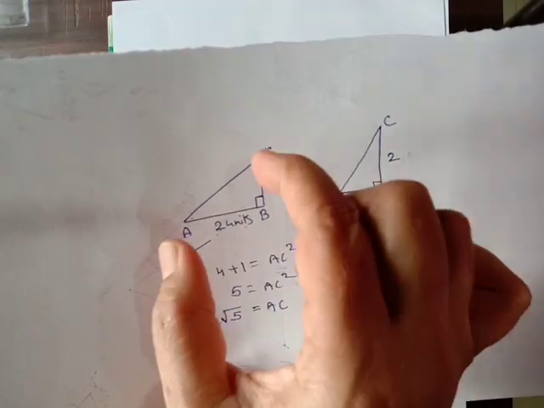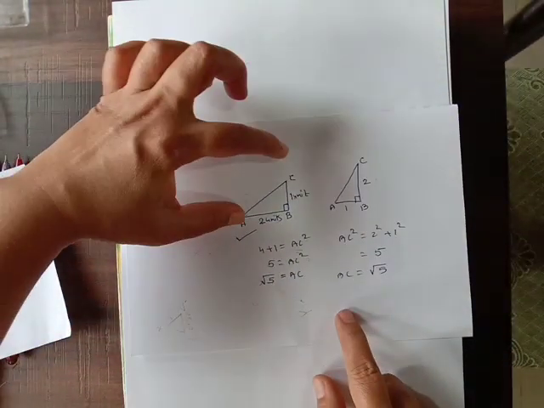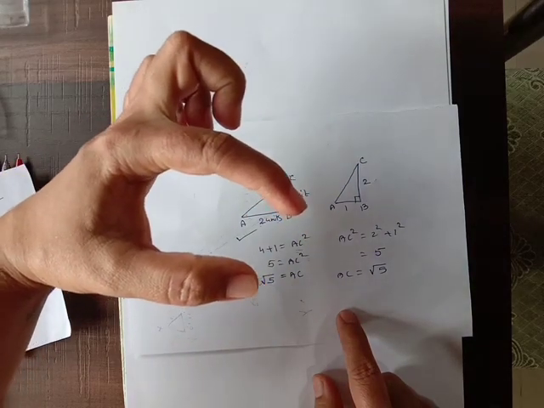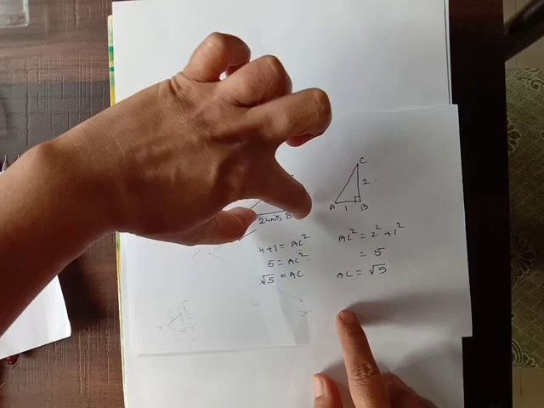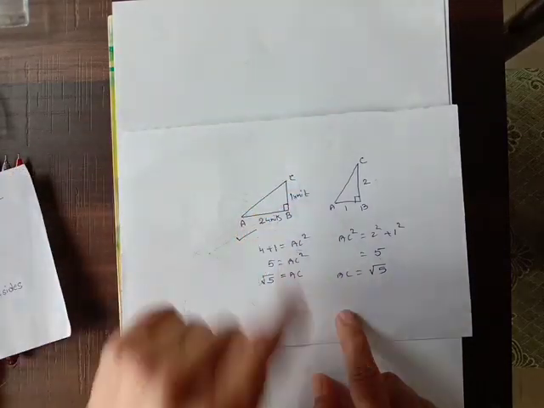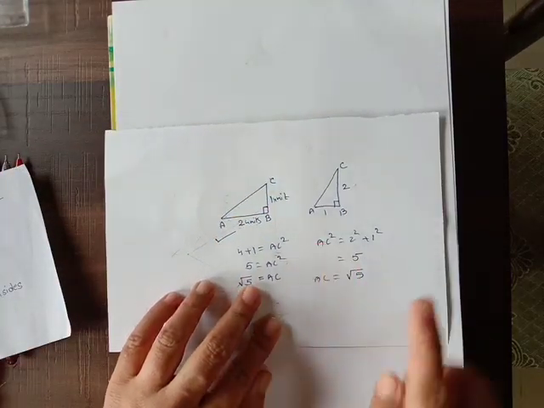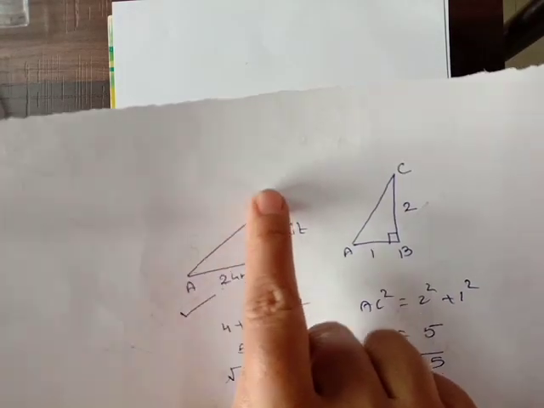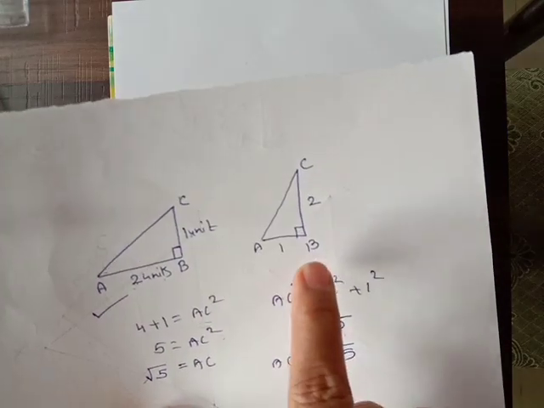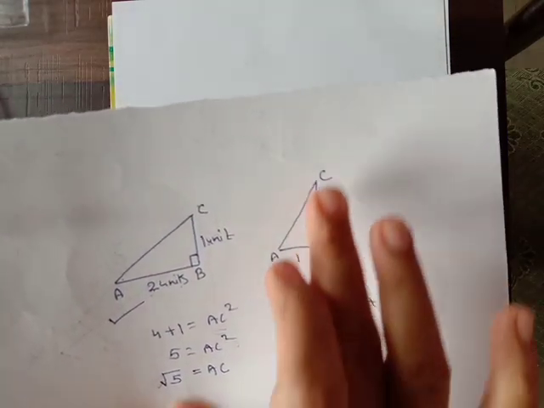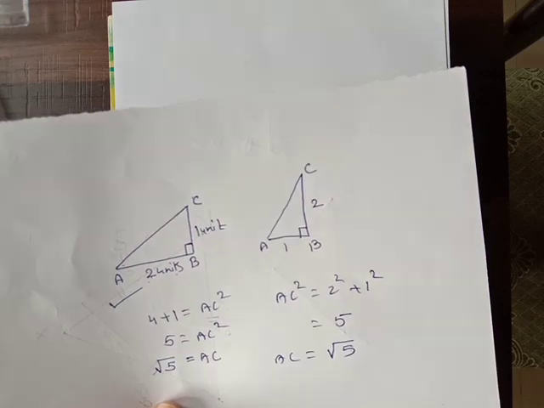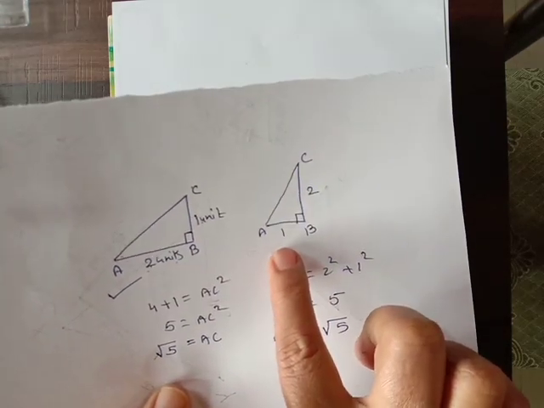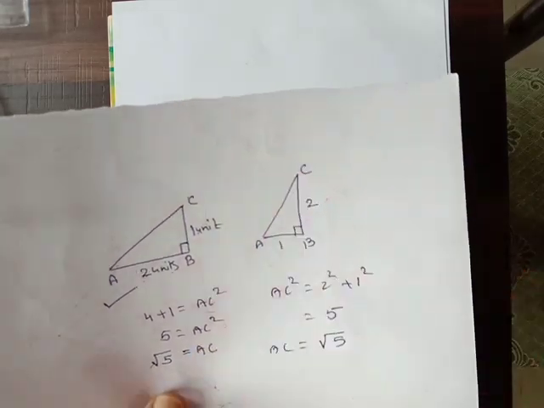Once I get AC as root 5, I am going to take this distance in the compass. And the distance I have with me is root 5 now. That I can plot on the number line. So this is the technique which is used. Now to get root 5 we have two options. Either you can take 2 units down and 1 unit up, or you can take 1 unit below and 2 units above, on a vertical line. So any method you can use. We'll follow this method, taking 1 unit down and 2 units vertically.